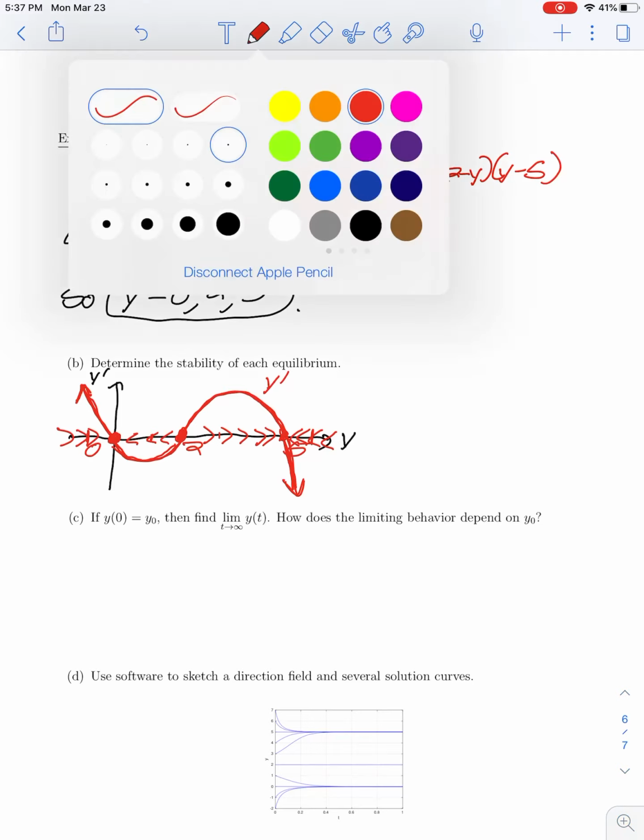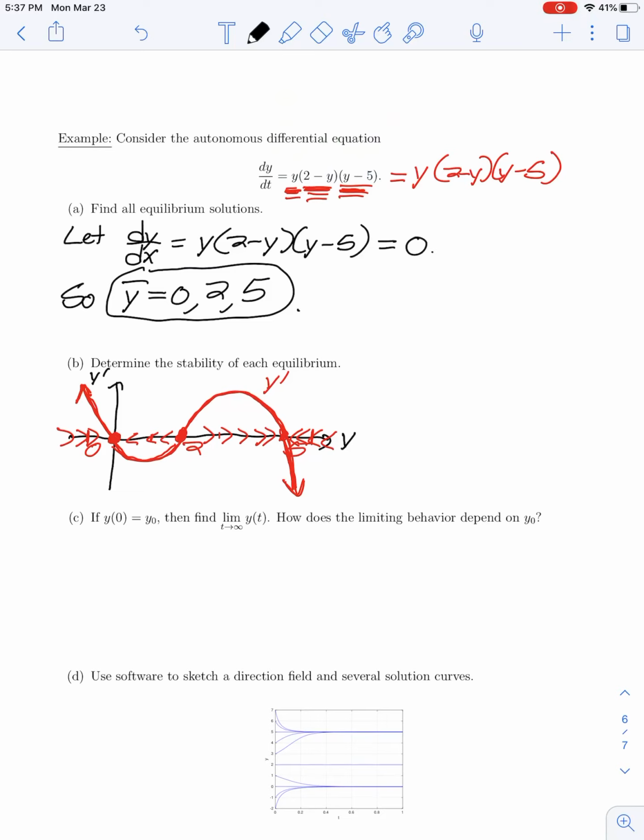So looking at this phase line diagram, let's review what we can say about stability. We see that solutions tend to be moving towards 0. So y equals 0 is stable.